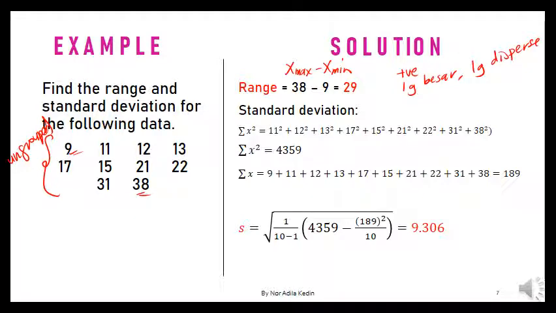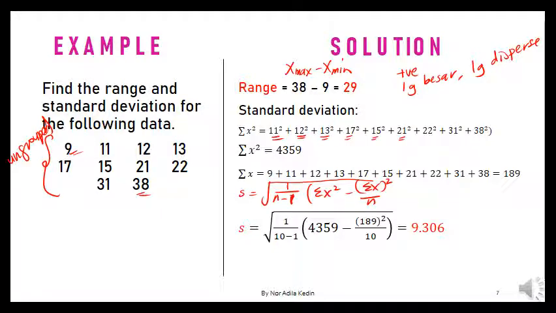Standard deviation. As I told you before, kita hanya belajar sample. So, you refer formula untuk sample standard deviation. Dalam formula tu, S sama dengan 1/n tolak 1 summation of x squared tolak summation of x kuasa 2/n. So, cari nilai n. N ada berapa? 10. Summation of x squared adalah hasil tambah x kuasa 2.